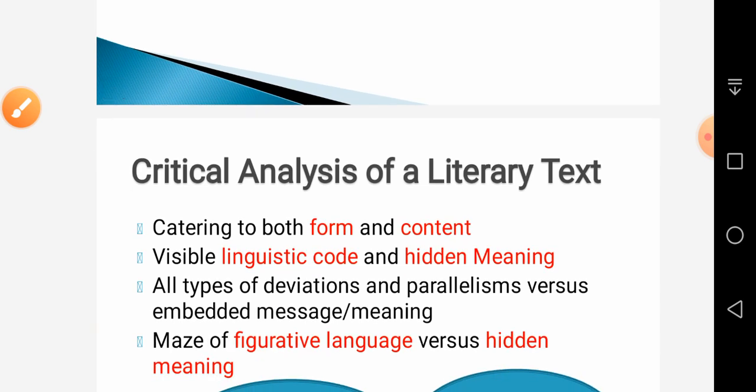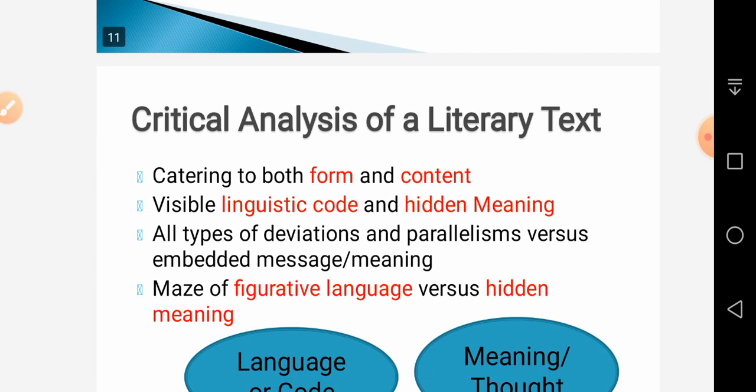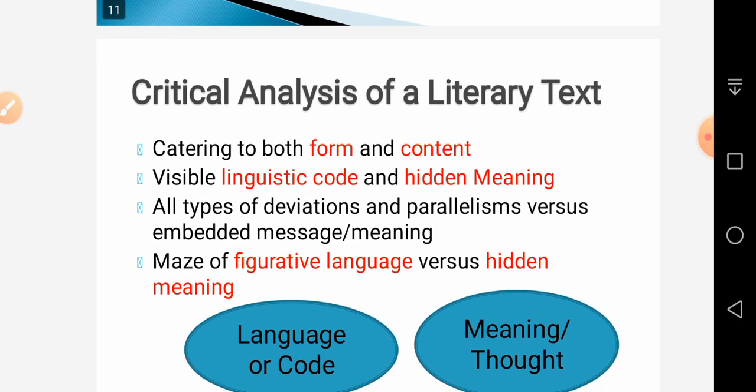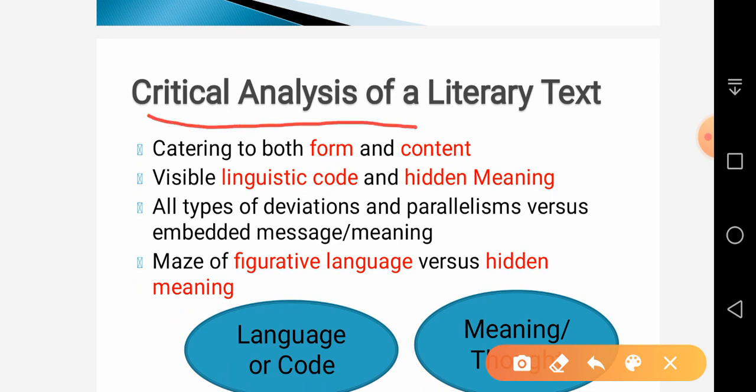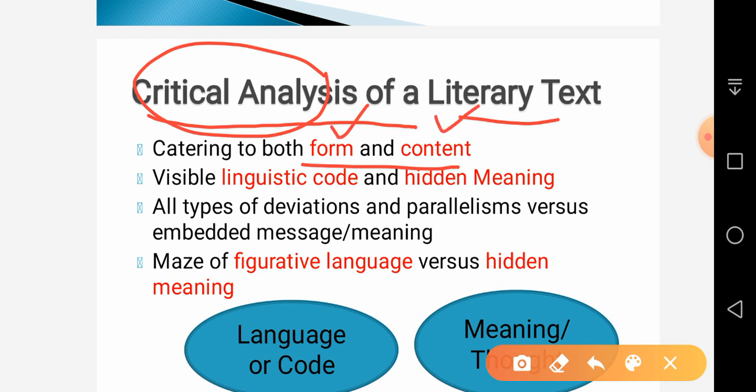Now, critical analysis of a literary text. What is this term? All the terms overlap, or they have synonymous meaning. When someone wants to critically evaluate a literary text, it means catering to both form and content. Now these words form and content are in contrast to each other. When we say form, we may mean visible linguistic code, and hidden meaning again is related to content.